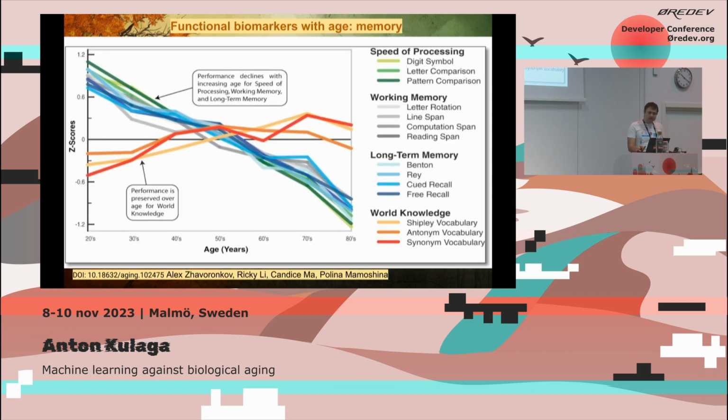And here is what happens with our intelligence, long-term memory, working memory, pretty much everything, with the exception of the ability of doing blah, blah, blah, like politicians do. So if you are a politician, you will get better with time, despite aging.